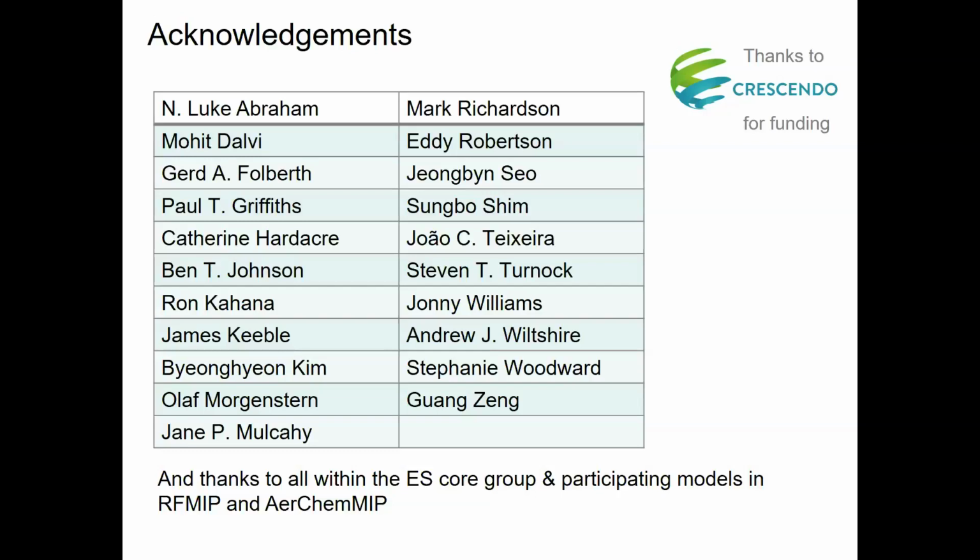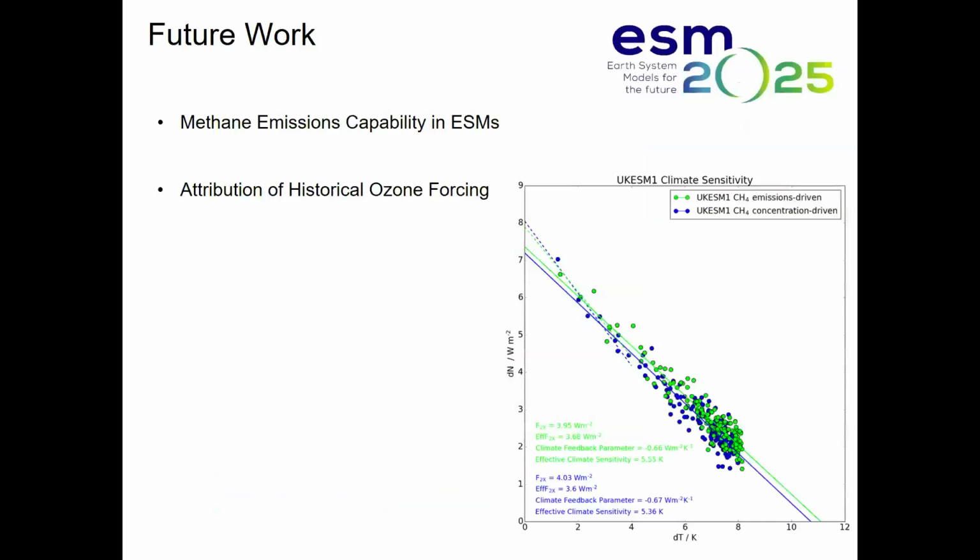So in terms of future work, I just wanted to give you an indication of two elements that I'm hoping to work on over the next year. So the first is that we have funding through a new EU project called ESM 2025, which we've just kicked off this month, in which a number of European Earth system models are going to be developing methane emissions capability. So all the runs that I presented here were using methane as a prescribed concentration, whereas here we're aiming to try and run with methane emissions rather than concentrations.